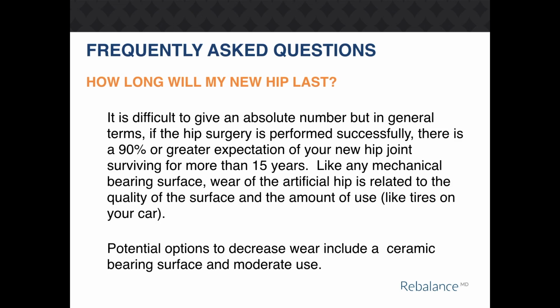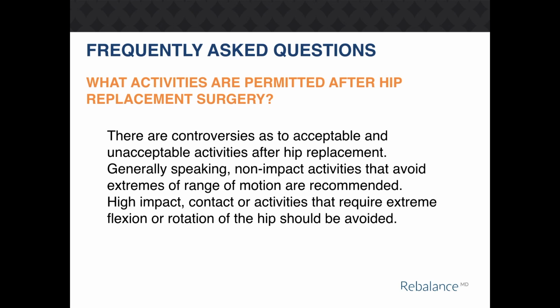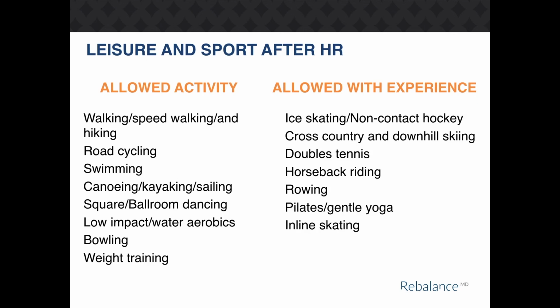Like any mechanical bearing surface, wear of the artificial hip is related to the quality of the surface and the amount of use, like tires on your car. Potential options to decrease wear include a ceramic bearing surface and moderate use. There are some controversies as to what are acceptable and unacceptable activities after hip replacement surgery. Generally speaking, non-impact activities that avoid extremes of range of motion are recommended. Meanwhile, high impact, contact, or activities that require extreme flexion or rotation of the hip should be avoided.